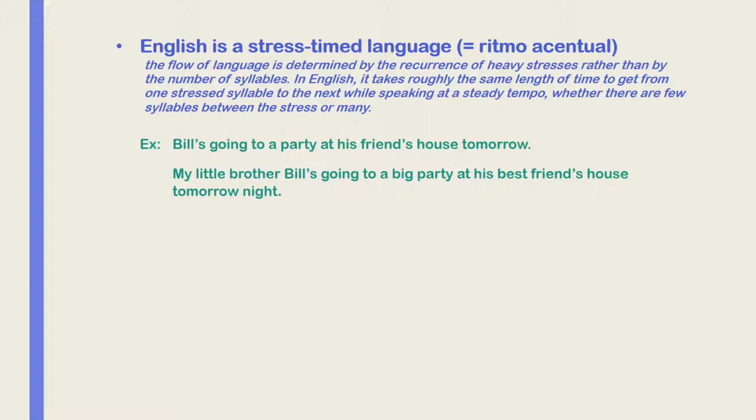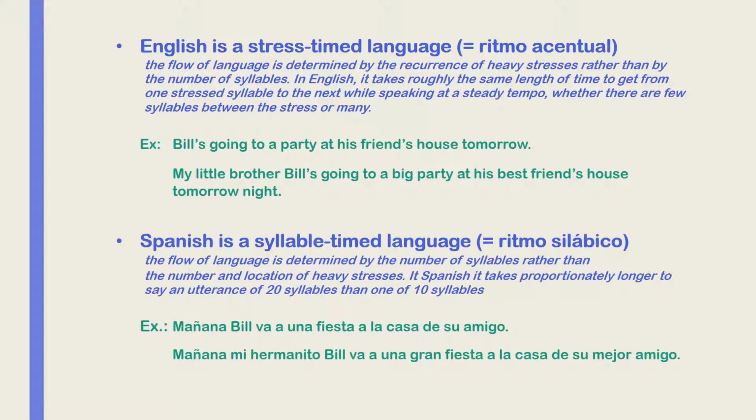The syllables that are in between, those syllables that get the extra emphasis, they go faster. So unlike Spanish, all of our syllables in an English word are not necessarily the same length. Spanish then is called a syllable-timed language, ritmo silábico, and the definition of ritmo silábico is the flow of language in Spanish is determined by the number of syllables, rather than the number and location of heavy stresses.